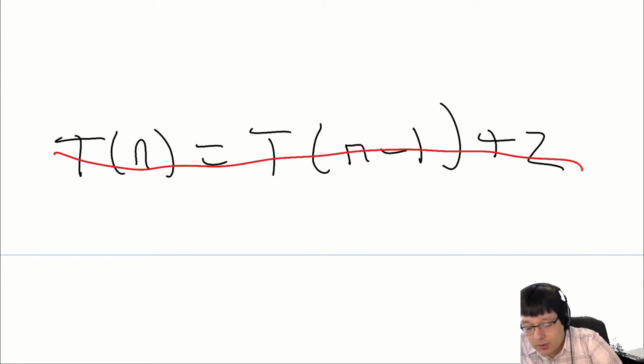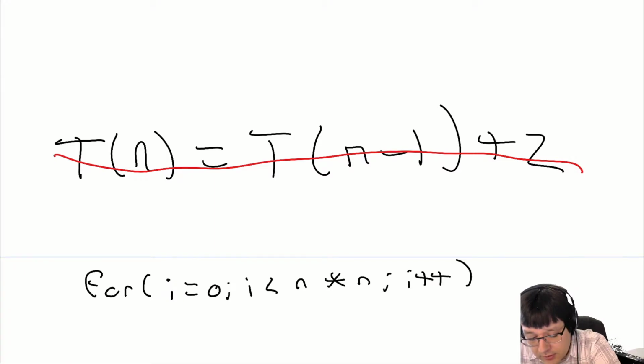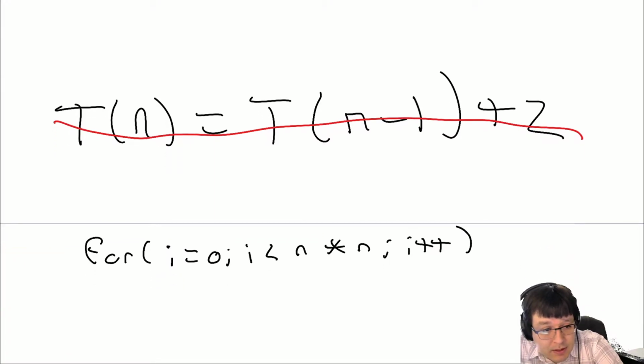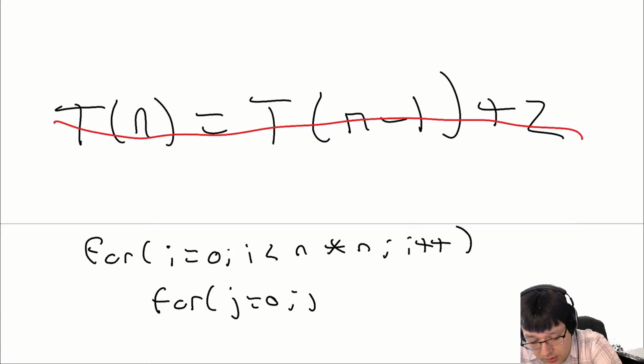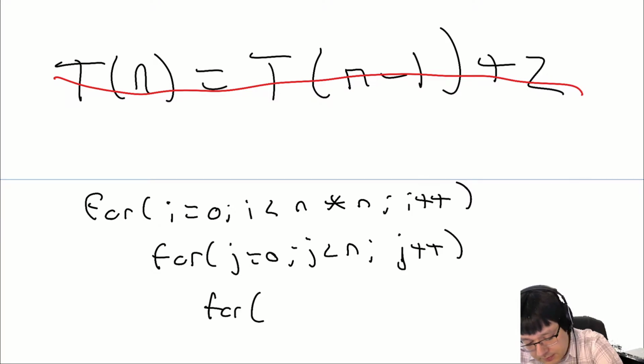Now, looking at the one from the homework, the code from the homework is for i equal to 0, i less than n, i plus plus. So that's the outer loop. And then we have 2 more loops, essentially. Same thing. j equal to 0, j less than n, j plus plus, and then finally k.